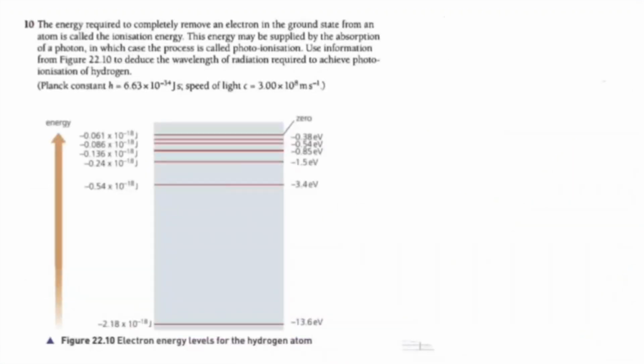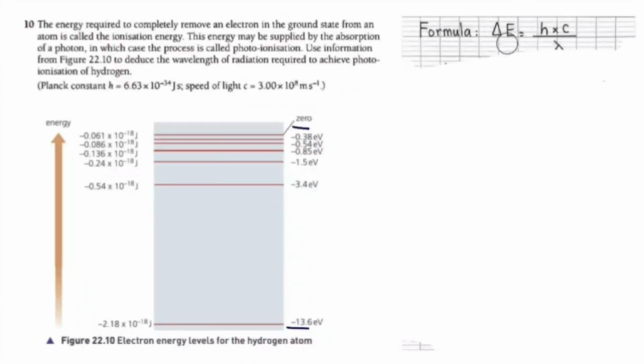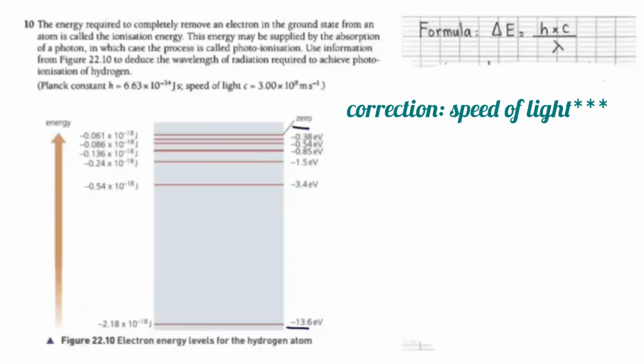Okay, now let's solve a problem together. It asks what wavelength is required for a hydrogen electron to be ionized. They gave us a diagram that contains the energy values for the ground state and free state. And we remember that free state means ionization. So we need to use the formula delta E equals Planck's constant times speed of light divided by wavelength.